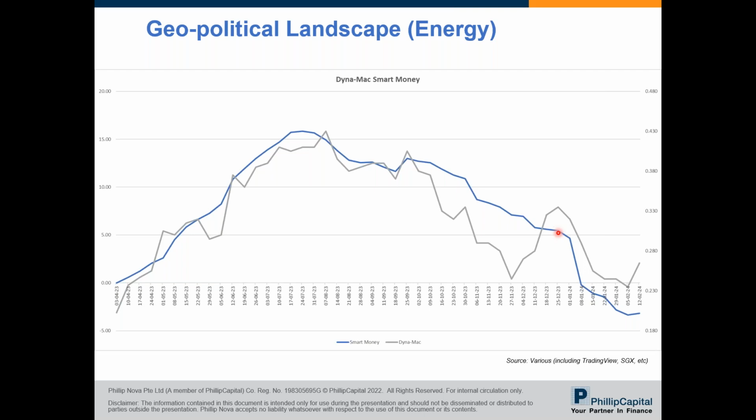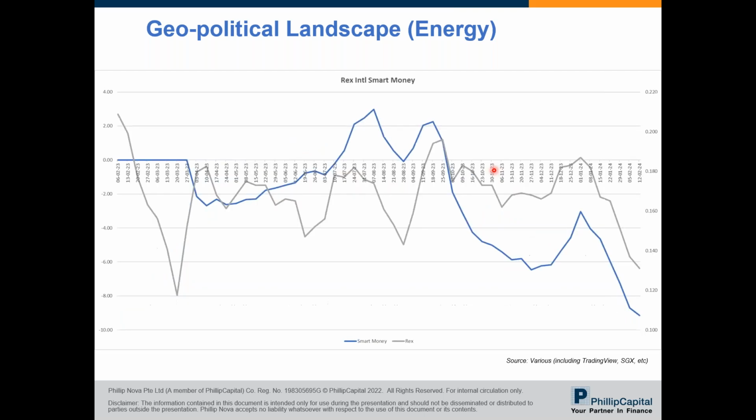What we see is that smart money had been selling since July last year until now. So no opportunities, right? Of course, in the early part of the year they were buying, so any opportunities would have been then. But after July, they've been selling up to now. So no opportunity to invest in Dynamac as of now.